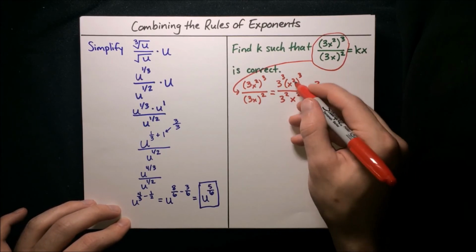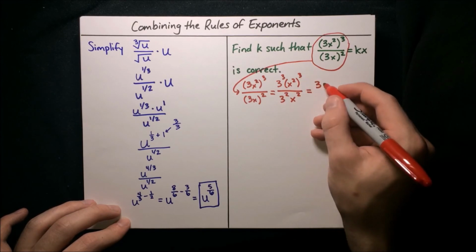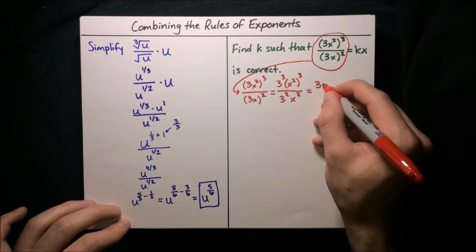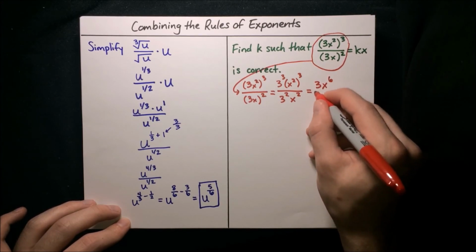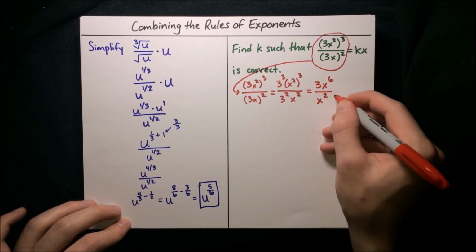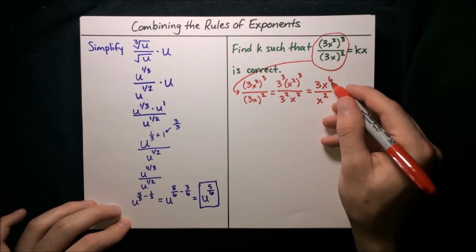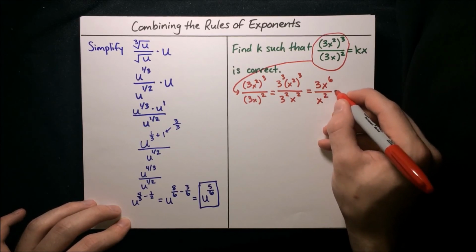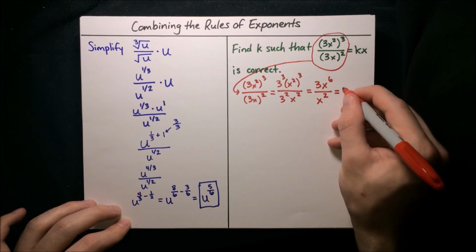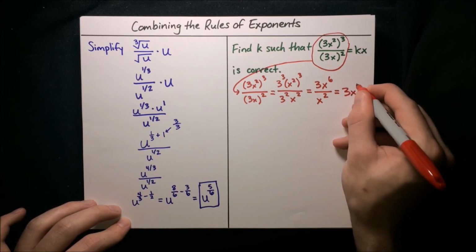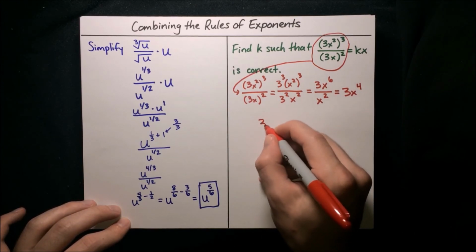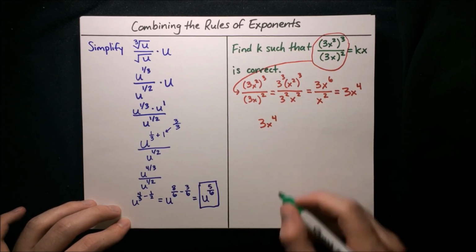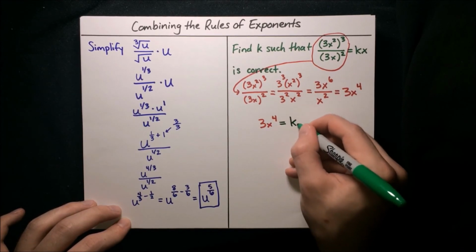And now this x squared to the 3rd power, we can use the power rule, just go ahead and multiply those exponents. So x to the 2 times 3, which is 6. That's still over x squared. And hey, we can use the quotient rule again, x to the 6th over x squared. Just subtract those exponents. 6 minus 2 is 4. So overall, we've got 3x to the 4th power. So let's go ahead and write our equation again. That left-hand side just became 3x to the 4th. So 3x to the 4th is equal to kx.